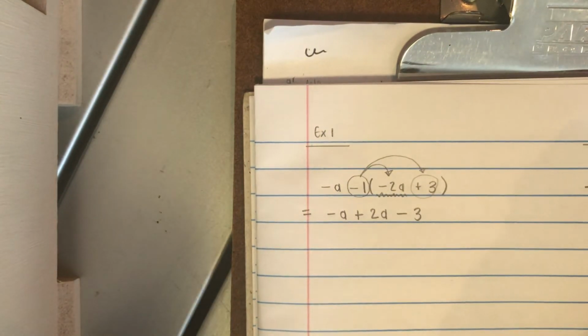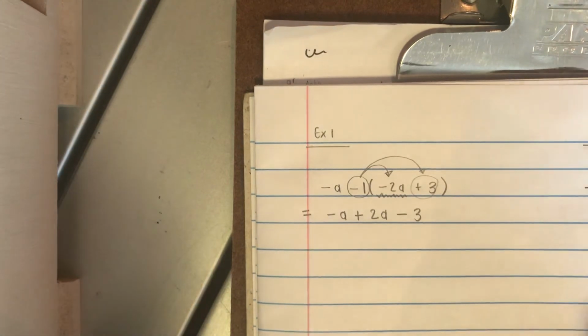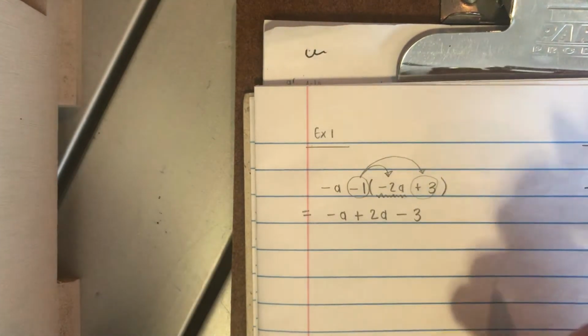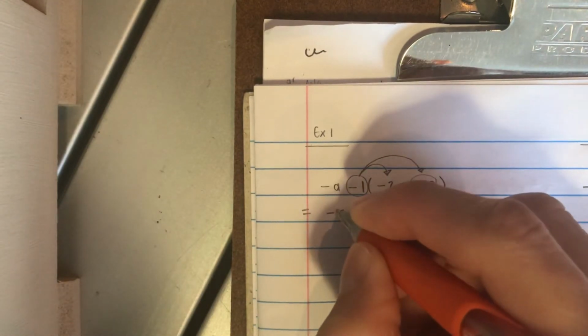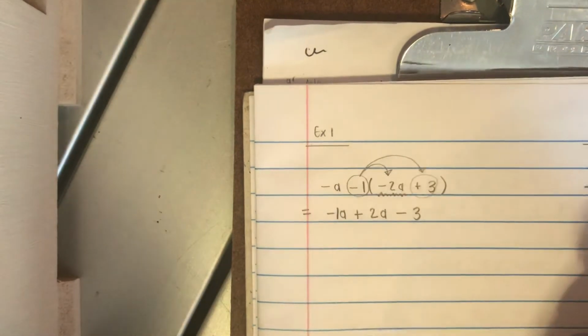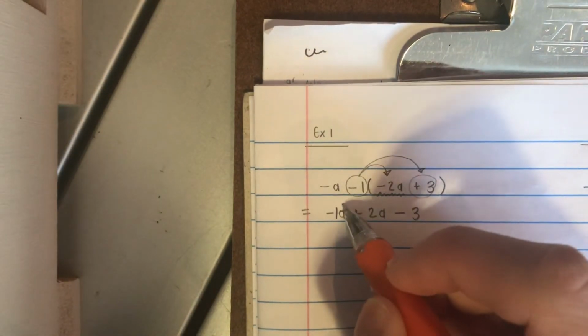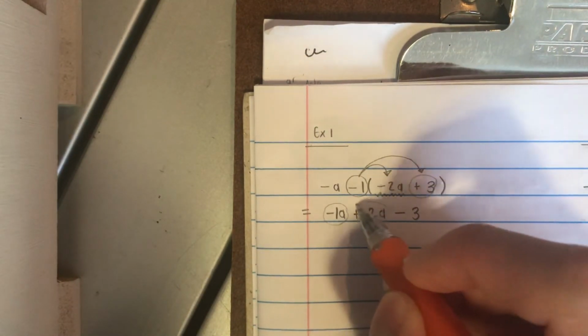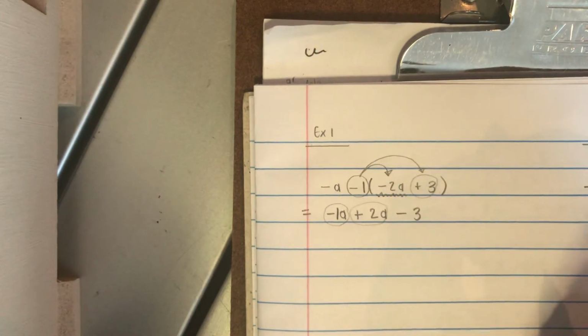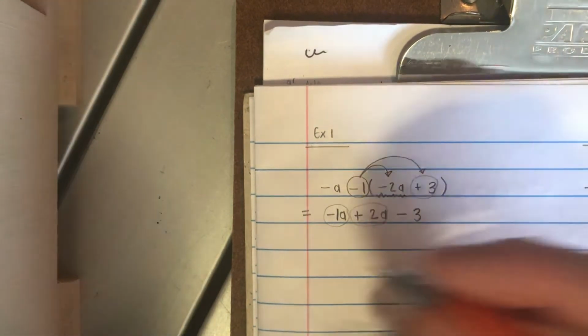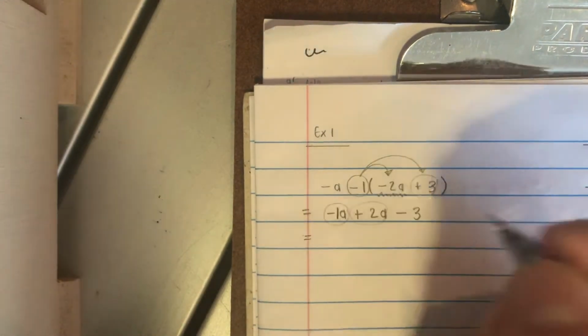Okay, so we are almost done, but we must first investigate and see if we have any like terms here, and we do. Remember that there's a coefficient of 1 there. I want you to write it in there, because now we see it's -1a plus 2a. Those are like terms. The -3 is just going to stay there. It doesn't have any partners. No friends for that guy, unfortunately.